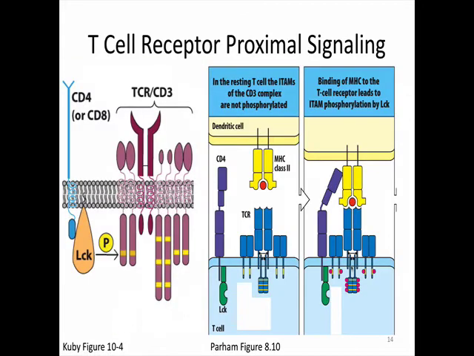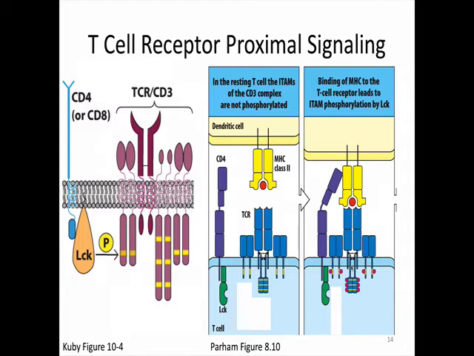So, here's the beginning of the signaling process. I refer to it at the top of the slide as receptor proximal signaling. Receptor proximal signaling means near the receptor. It's the top of the process. And you will sort of see why this is important later.